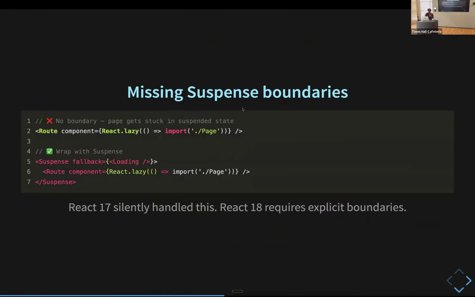Then there is the thing around missing suspense boundaries. All your routes need to have proper suspense boundaries again. Otherwise, you would end up seeing blank pages a lot.